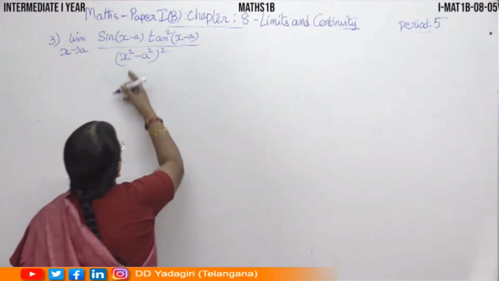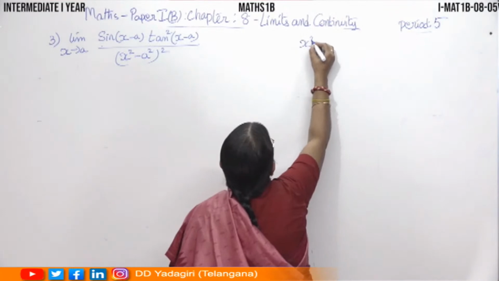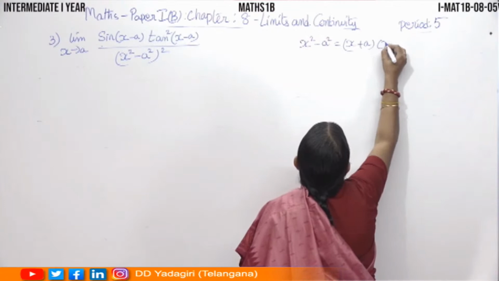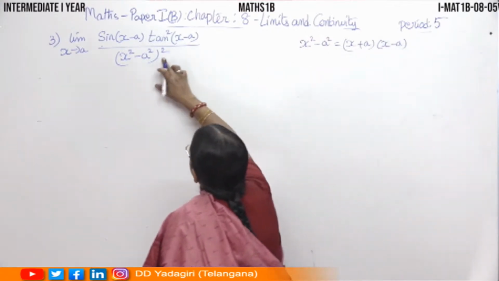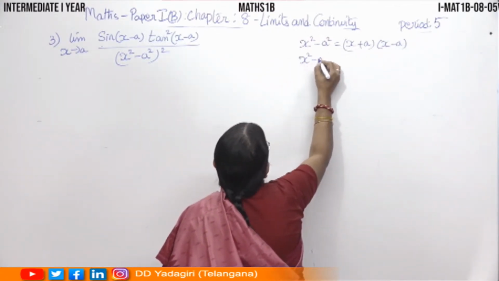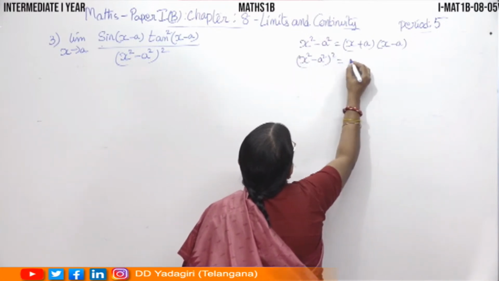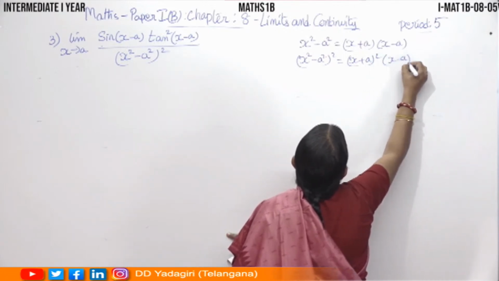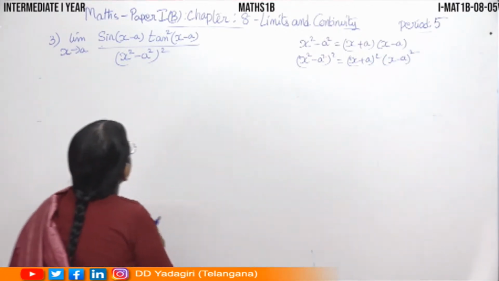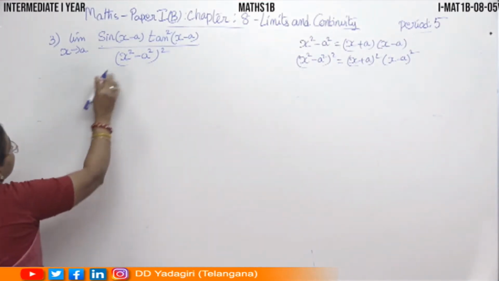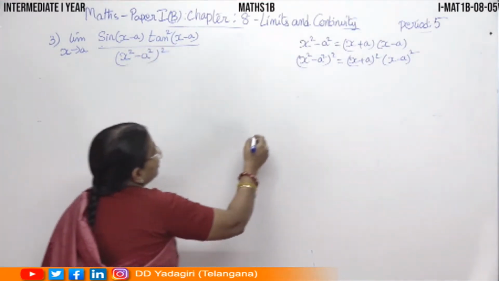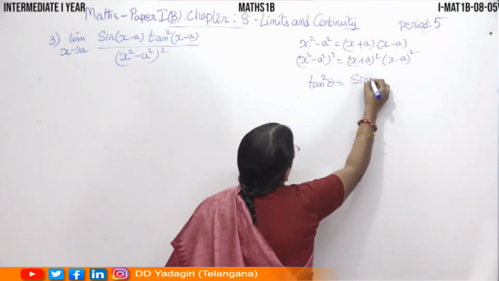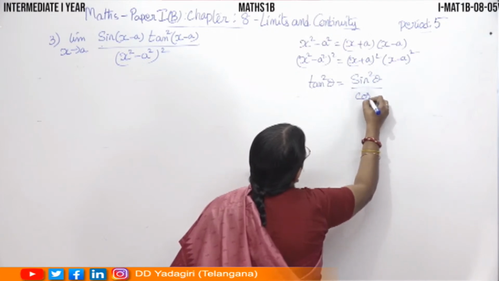First I'll write this: x² − a² can be written as (x + a)(x − a). Now he has given the whole square, so (x² − a²)² will become (x + a)² into (x − a)². Now we'll see how we convert this tan²θ. Tan²θ can be written as sin²θ by cos²θ, so we'll write that also.